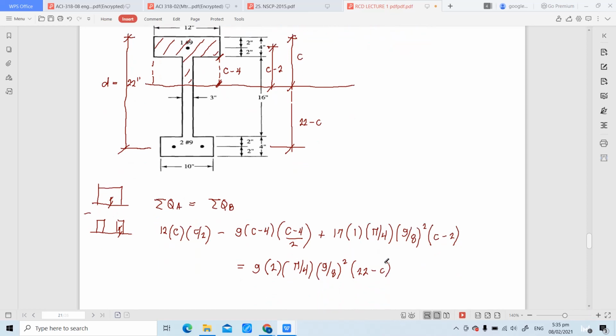No? So, pansinin nyo sa equation, C lang po yung unknown. I-type nyo as is sa calculator and then shift solve. What will be the value of C?